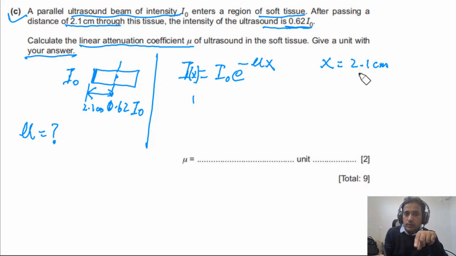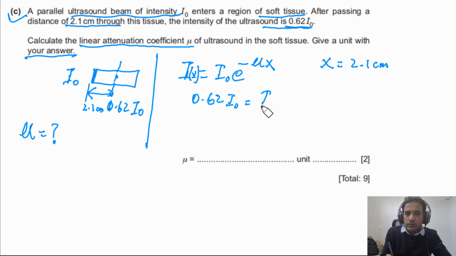If you convert this into meters, your answer will be in meters. So it depends on which unit you are choosing. You can use centimeters, you can use meters. I'll be using centimeters. So here we have the value of I at a distance of 2.1 centimeters, that is 0.62 I naught.